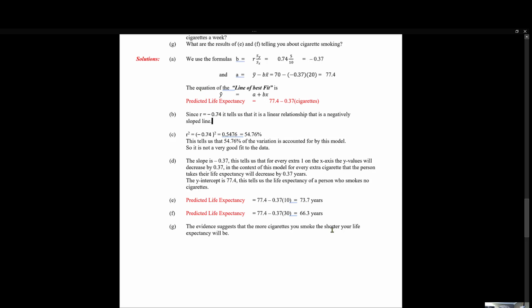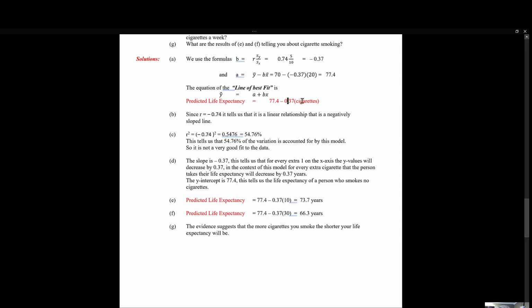The 77.4 is what you would expect the life expectancy to be if you'd smoked 0 cigarettes. So that represents that number there, the life expectancy of a non-smoker. And now if you say, what about this fella, the negative 0.37? You could phrase it something like this: for every extra cigarette per week that you smoke, you will take about 0.37 years off your life expectancy.